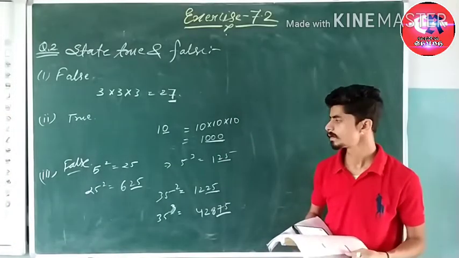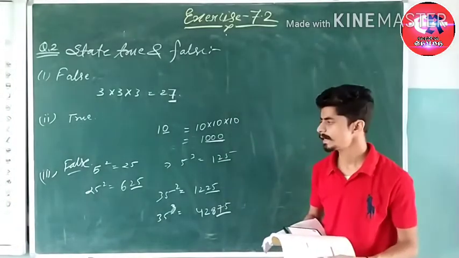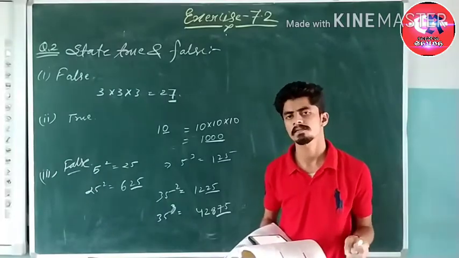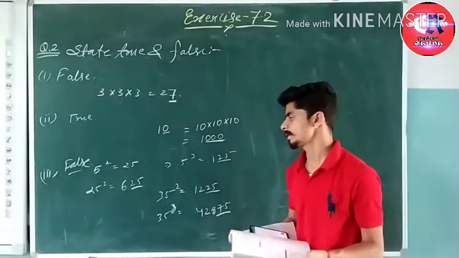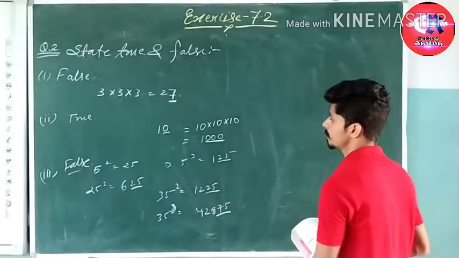Sometimes we get it correct, but it is not necessary that if the square of a number ends with 5, the cube of the number ends with 25. It is not necessary by this example.